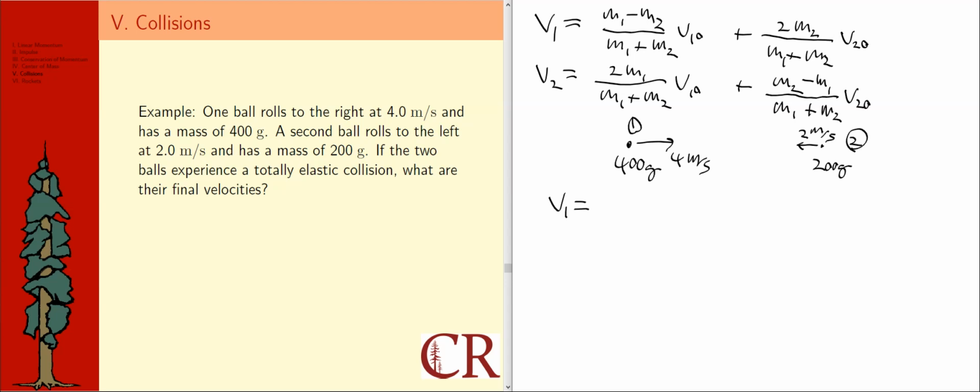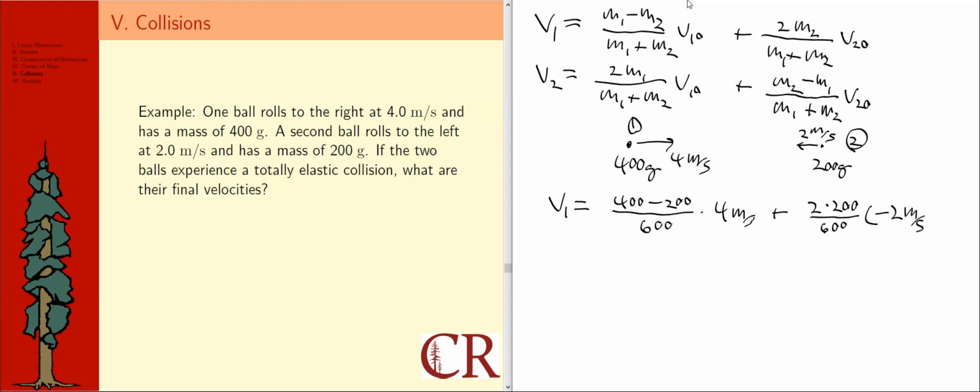So doing V1 first, we're looking at (M1 minus M2) over (M1 plus M2) times V1 naught. So the masses will be 400 minus 200 over the total of 600. That's kind of the same as last time, right? So hopefully still familiar. But that is a clear positive 4 meters per second there. And then we're talking about plus 2 M2 over the total mass, so that's going to be 2 times the 200 gram this time divided by 600 gram, and then this one will be multiplied by minus 2 meters per second.